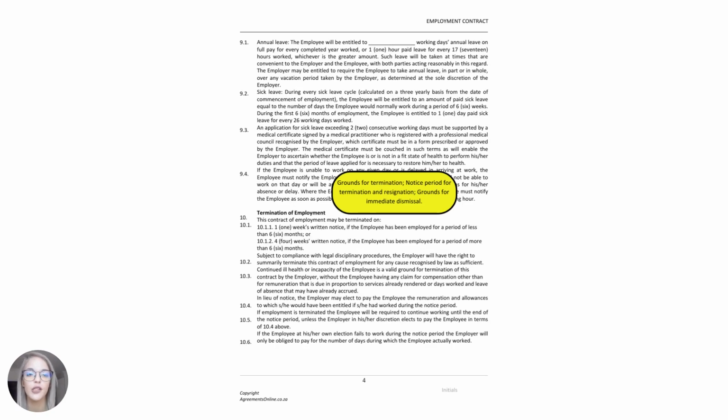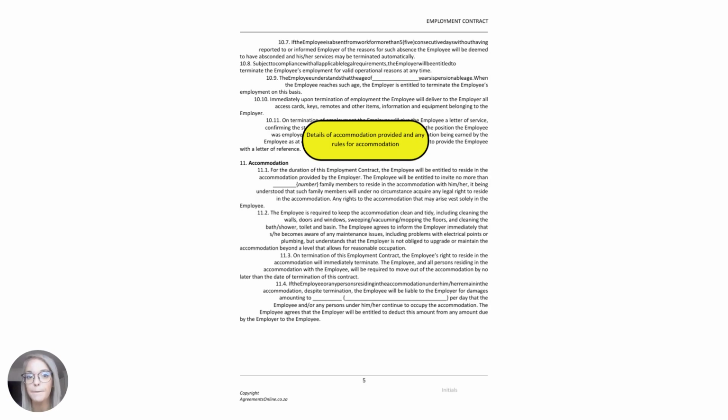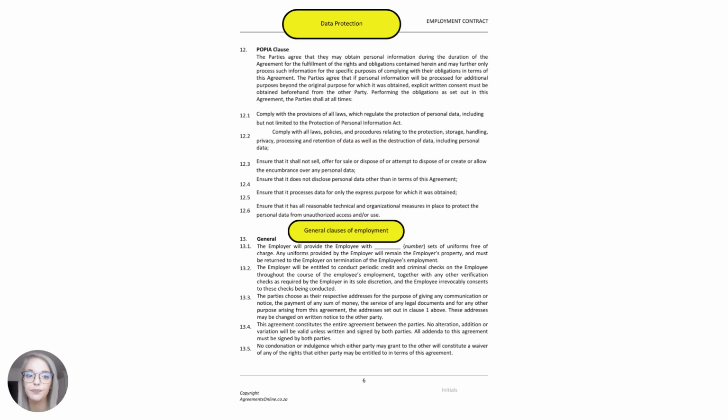The agreement further looks at termination of employment. Now, that is grounds for termination, as well as notice period for termination or resignation, and also the grounds for immediate dismissal. The agreement then goes on to focus on accommodation, specifying the accommodation that is offered for the term of employment, and also any rules in relation to the accommodation.